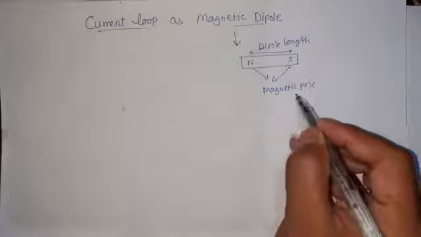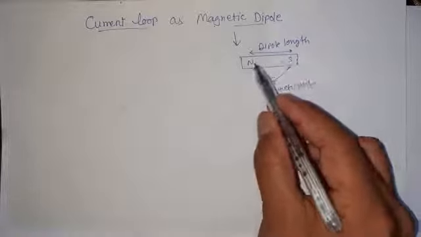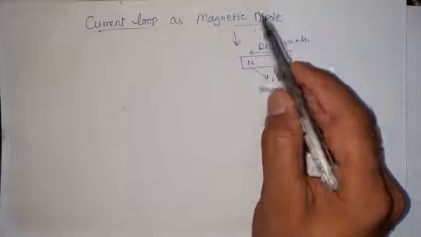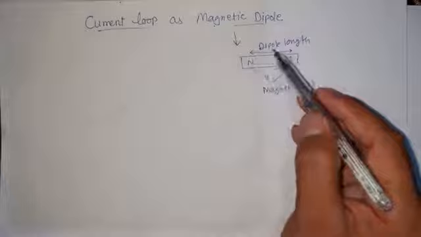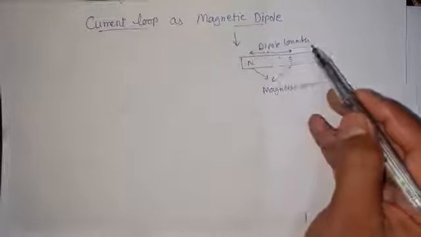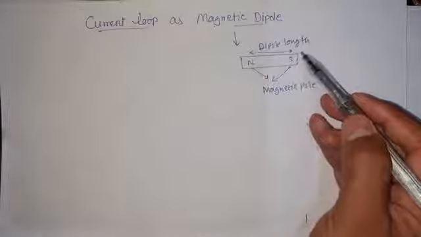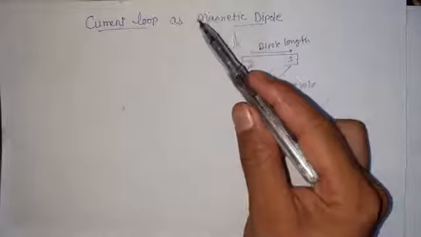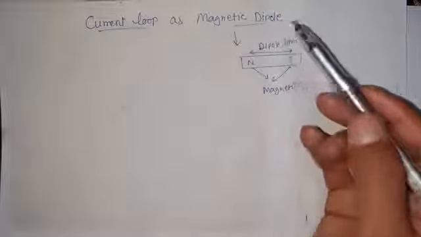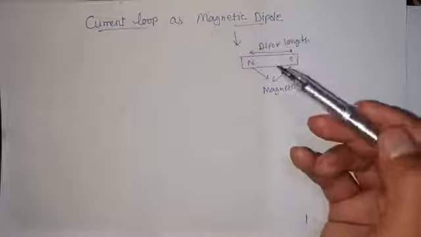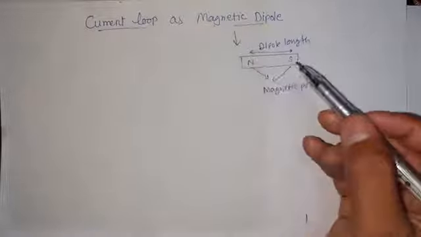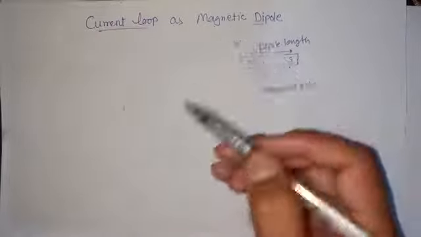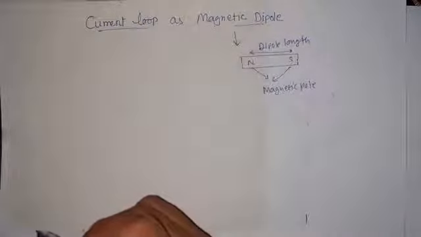Now over here we have two magnetic poles, hence the name dipole, and these poles are separated from each other by a small gap, which is the dipole length. Therefore we are going to call it a magnetic dipole. So what is a magnetic dipole? Magnetic north and magnetic south separated by a small gap are known as a magnetic dipole.